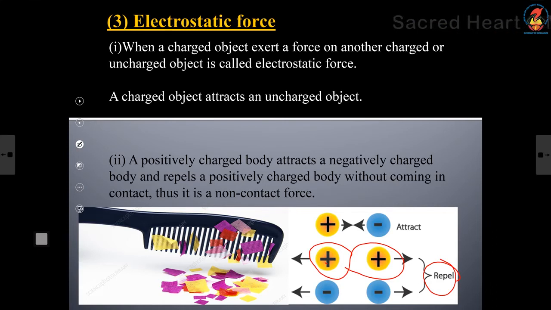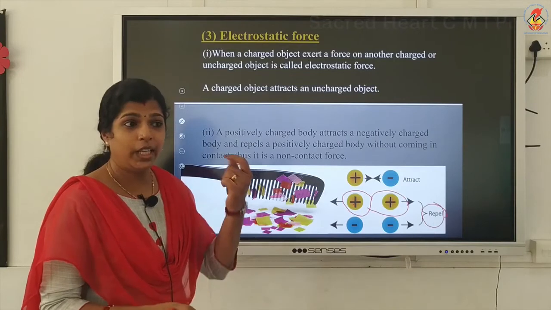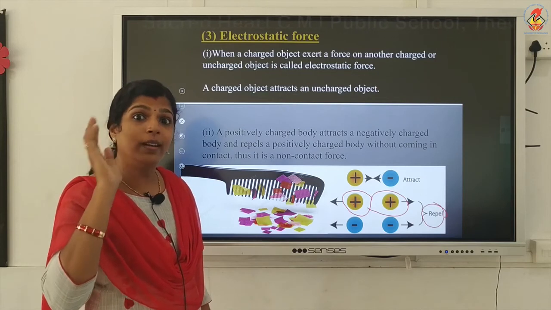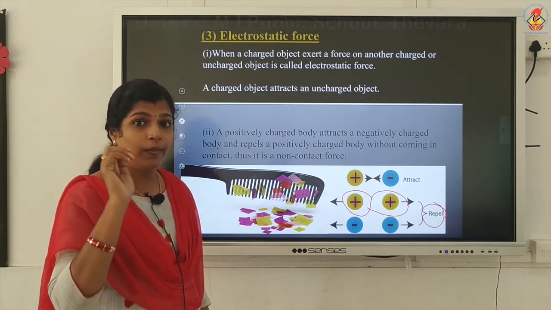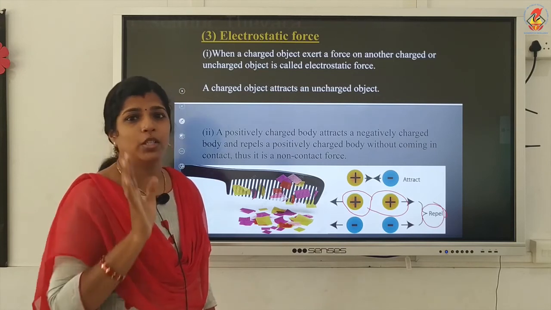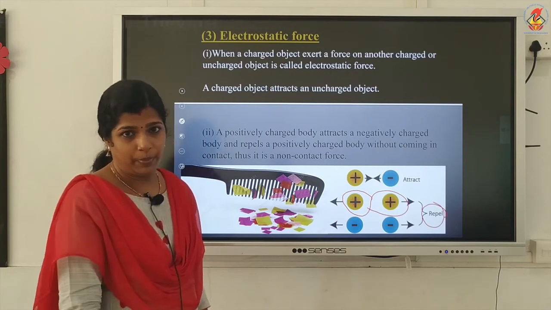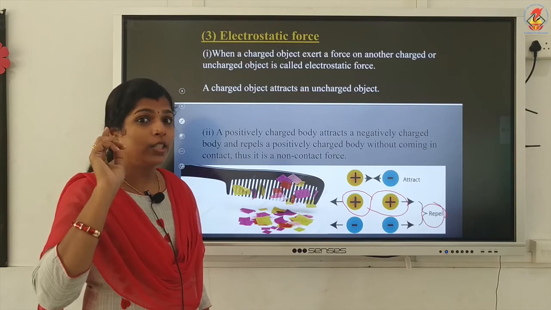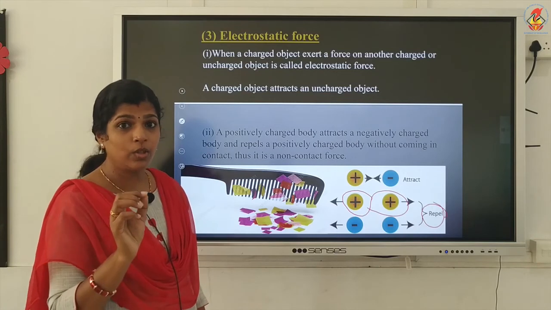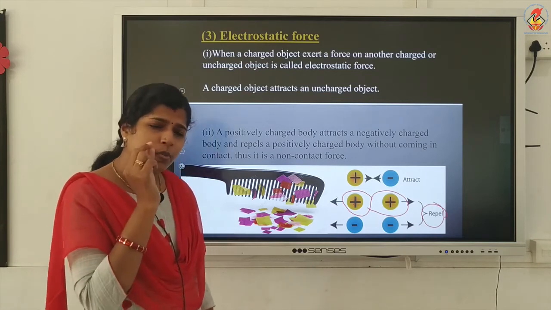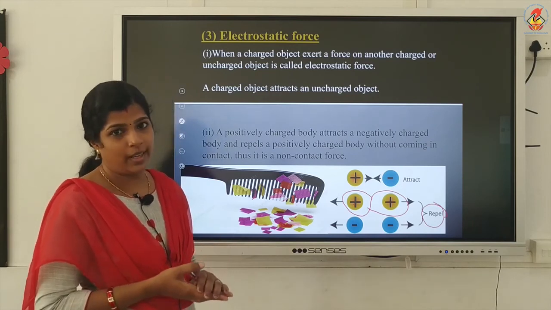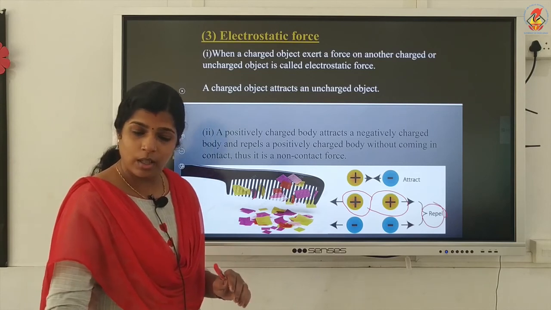Now, I will tell you a small activity. Take a comb or a plastic scale and rub it on your dry hair. Bring that scale near small pieces of paper. That paper will get attracted to the scale.